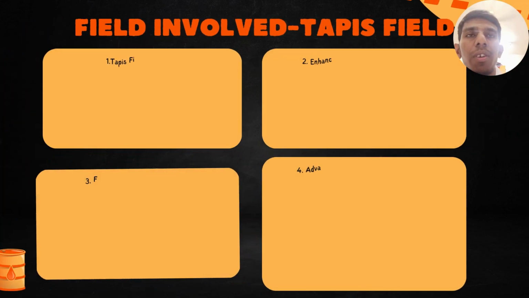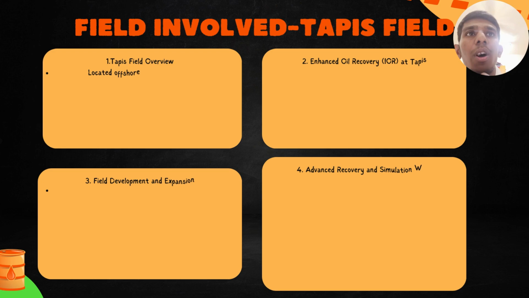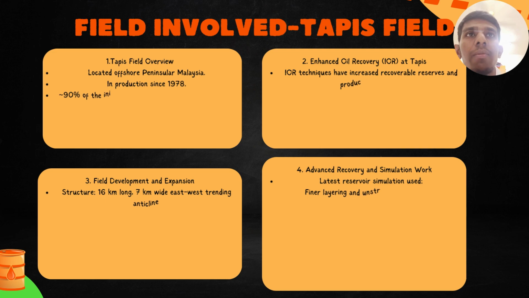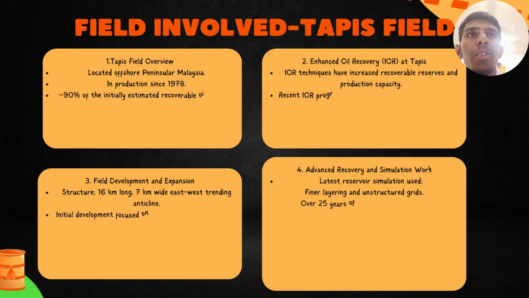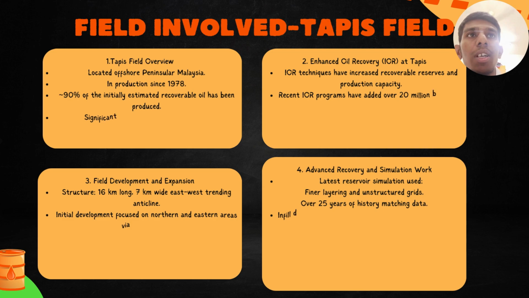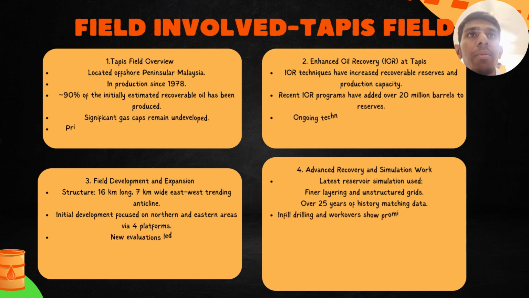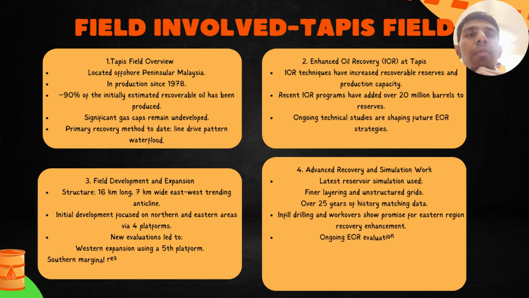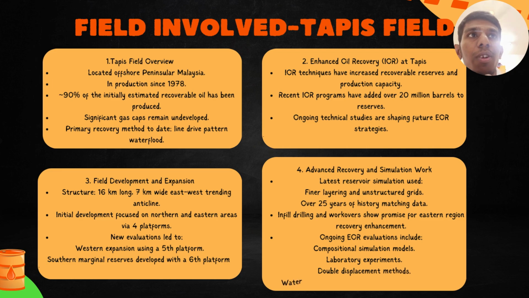Then, the main topic of our presentation is the Tapis field that we use for this case study, located offshore Peninsular Malaysia, which started production in 1978. 90% of the initially estimated recoverable oil has been produced, and a significant gas cap remains undeveloped. The primary recovery method they use is line drive pattern waterflood.